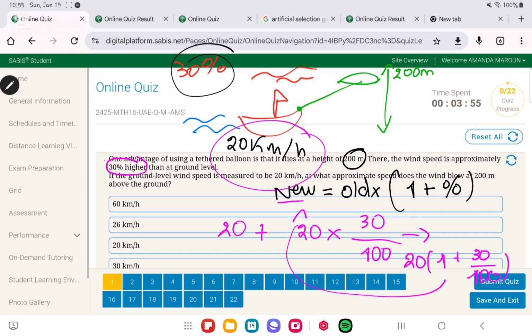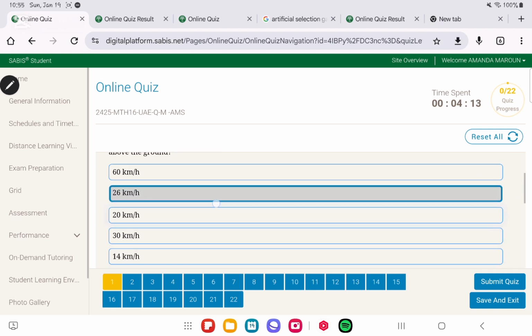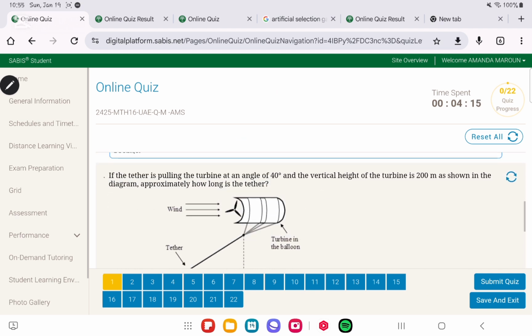So if we apply it on the calculator, it's going to be 20 times 1 plus 30 over 100. And we are going to get an answer of 26 kilometers per hour. So our answer over here is 26 kilometers per hour.